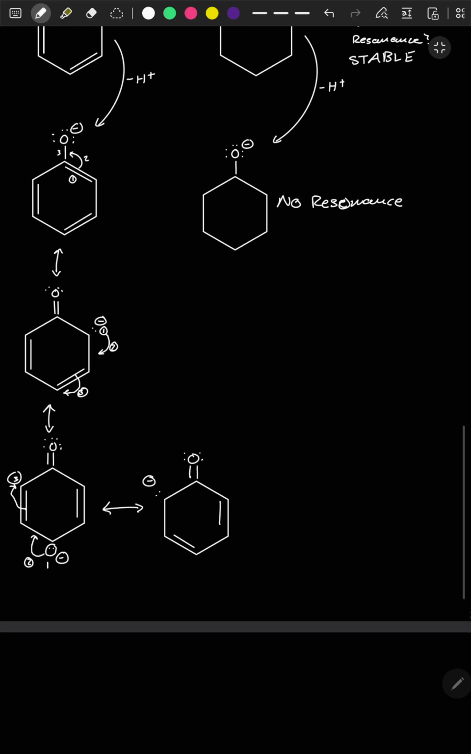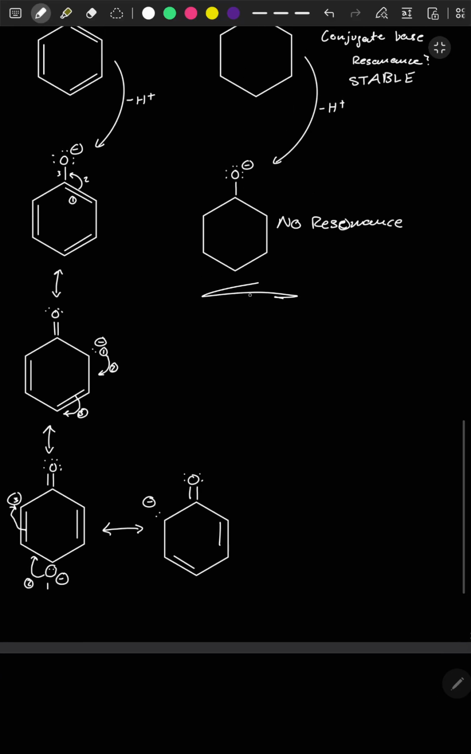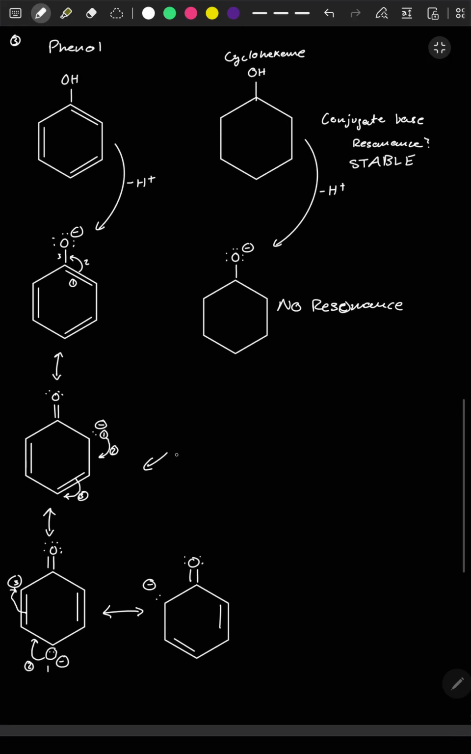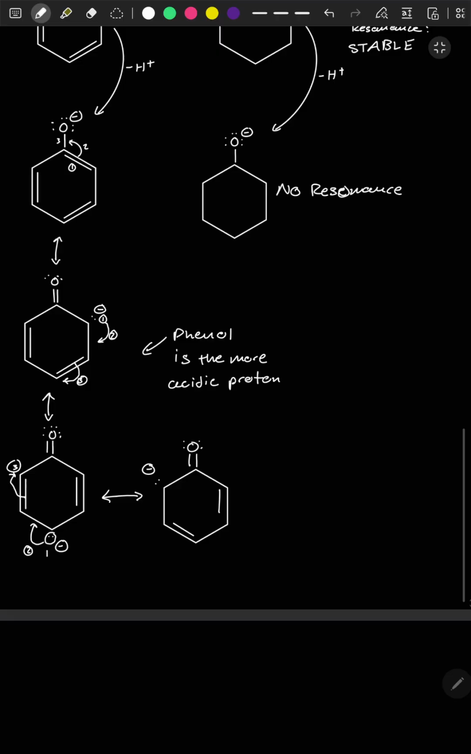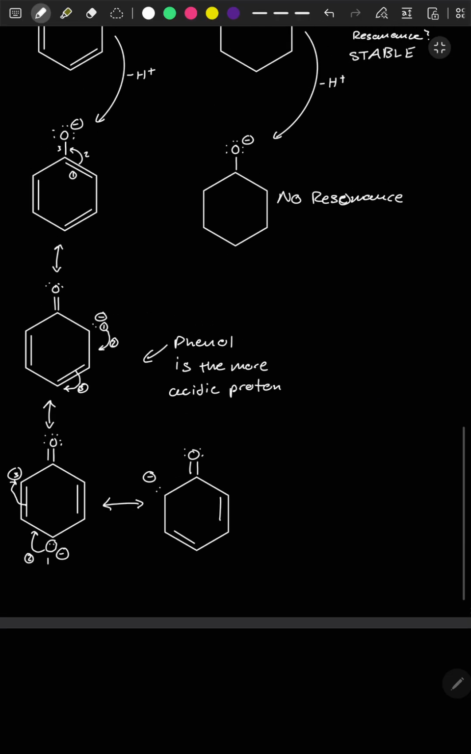So if we want the conjugate base to be more stable, well, which one's more stable? The one that has 0 resonance or the one that has at least 4? I'm going to take my bet and I'm going to place it on this one right here. So I'm going to say that phenol is the more acidic proton. So that should be that one. Moving on to the next.